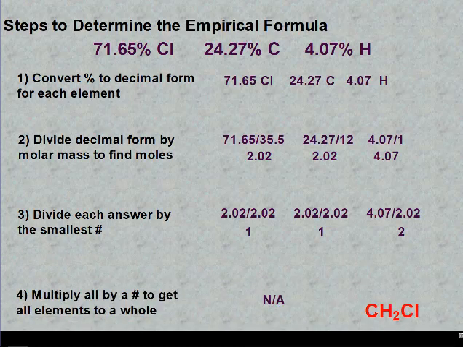In this problem, since it came out to whole numbers, we don't do step 4, and our final answer is 1 chlorine, 1 carbon, and 2 hydrogens. It doesn't matter the order that you list the elements in.